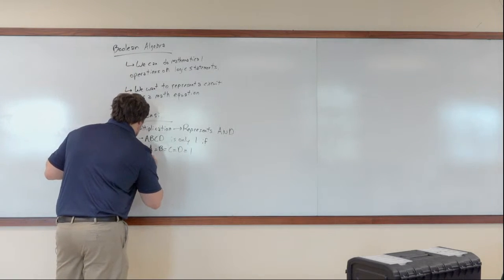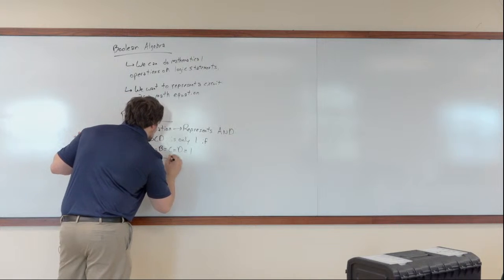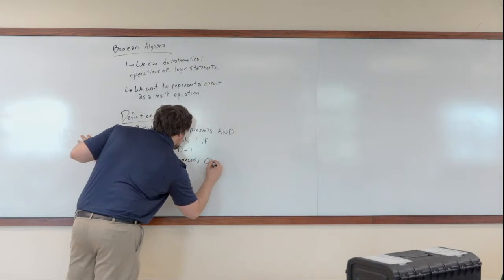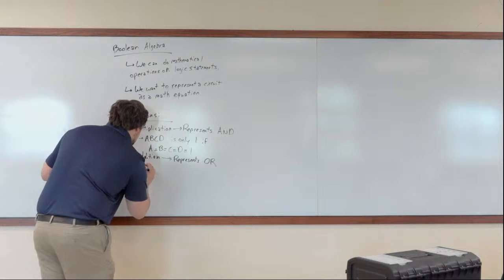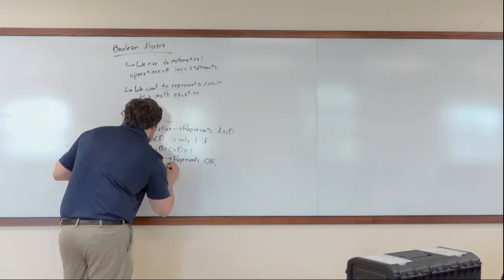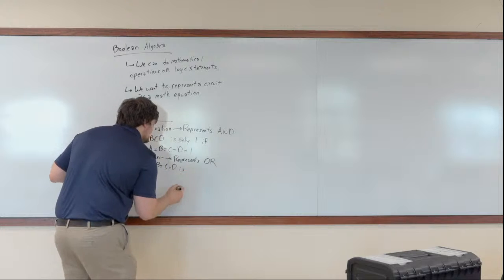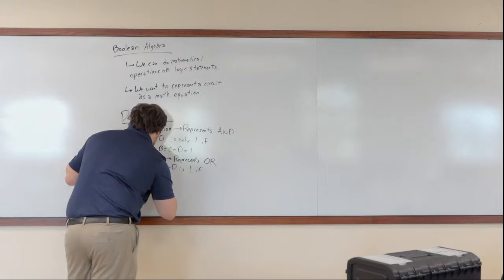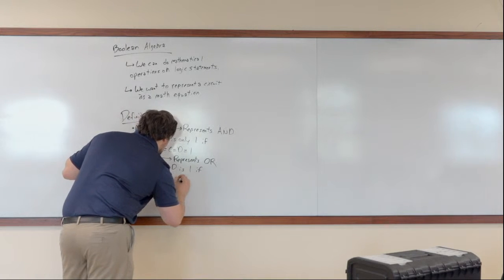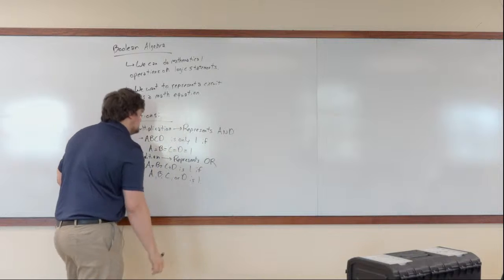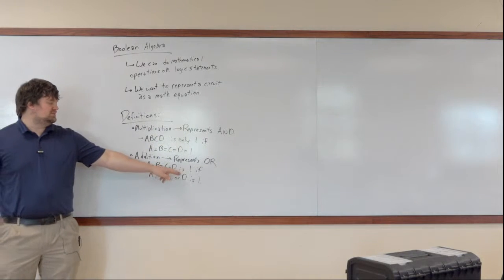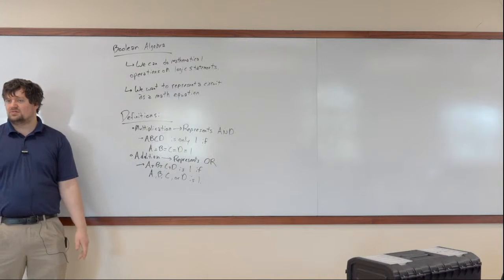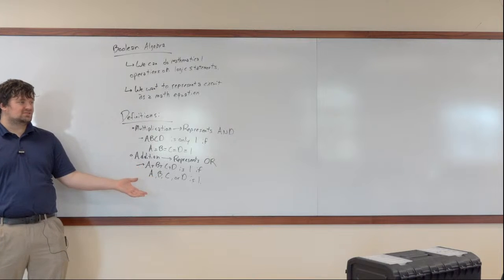Addition. This represents OR. So, here, A plus B plus C plus D is 1 if A, B, C, or D is 1. Basically, if they're all 1, you get like 4, but it's only represented as 1.